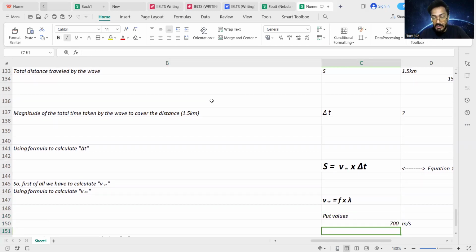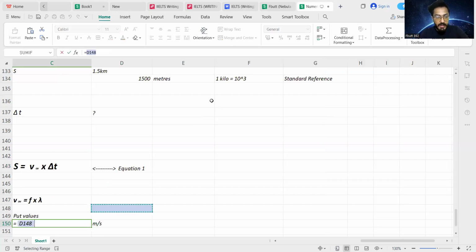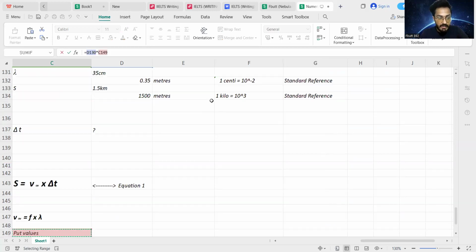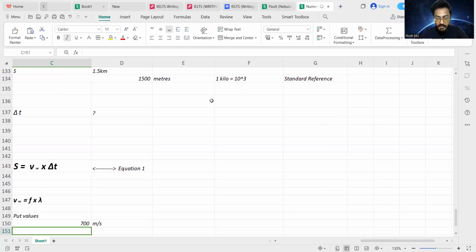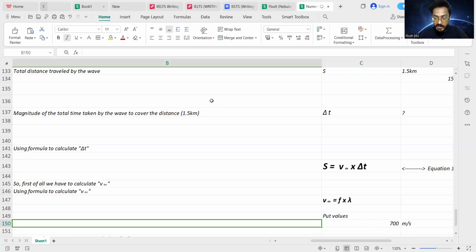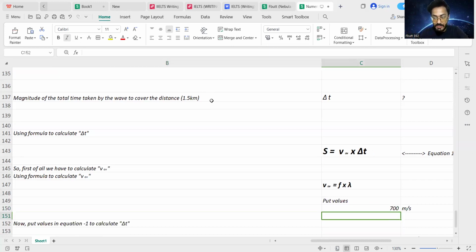By putting values, the magnitude of frequency is 2000 hertz, multiplied with the wavelength, which is in meters. So the average speed with which the sound wave is traveling is 700 meters per second. Yes, the sound wave is traveling at 700 meters per second.